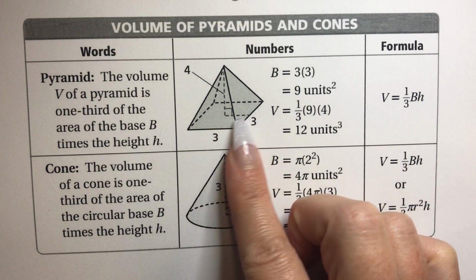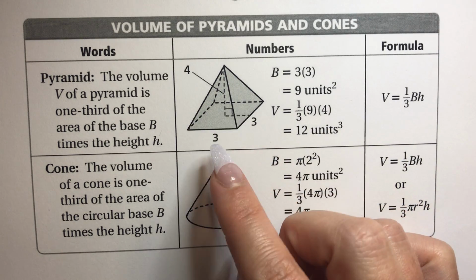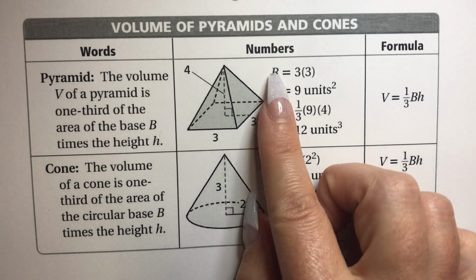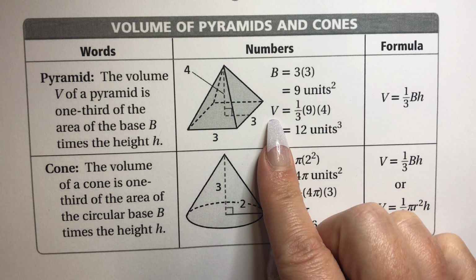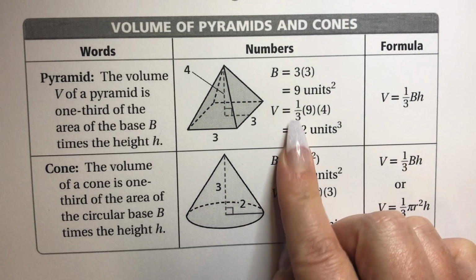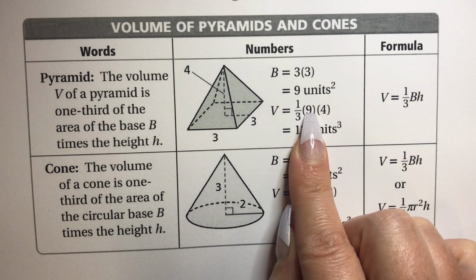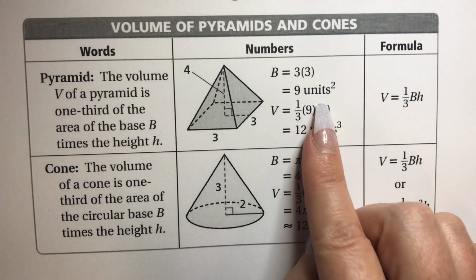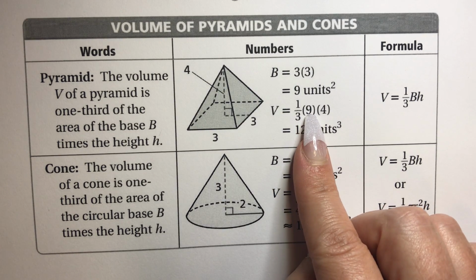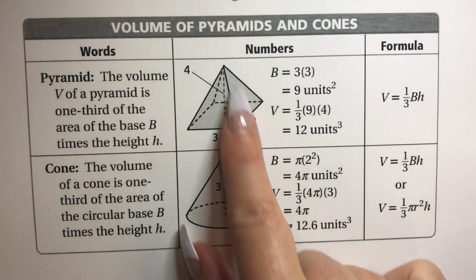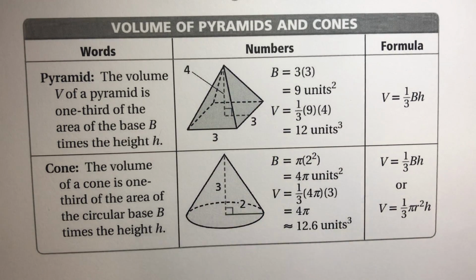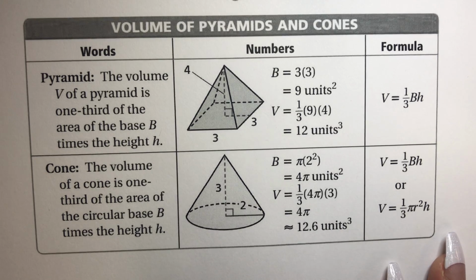The area of the base is this rectangle, right, which is going to be length times width. So the base is 3 times 3, which is 9. And then the volume equals 1/3 times the area of the base, which is 9, times the height, which is 4. So 1/3 of 9 would be 3. 3 times 4 is 12. So that's how you get the volume of a rectangular pyramid.